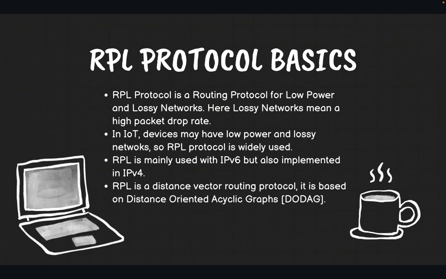This RPL is mainly used with IP version 6, but it can also be implemented in IP version 4. It is also called a distance vector routing protocol. It is based on the terminology called destination oriented directed acyclic graph. In short, it is called DODAG.